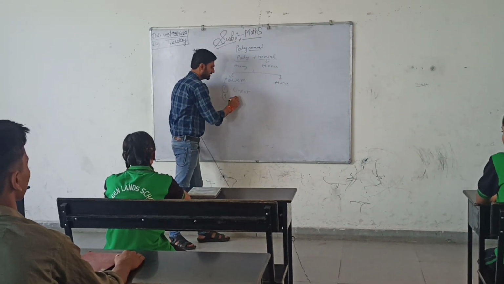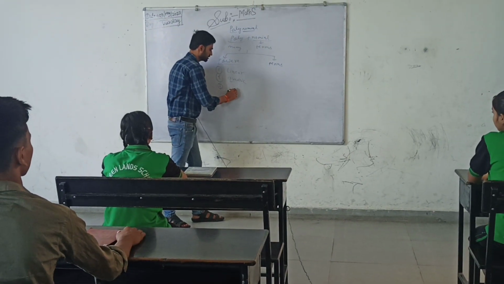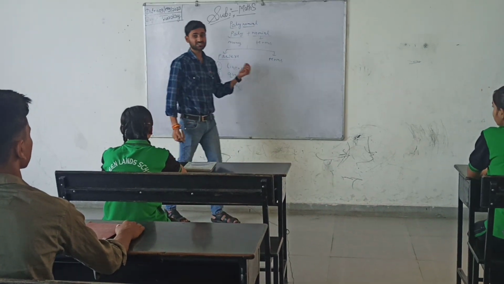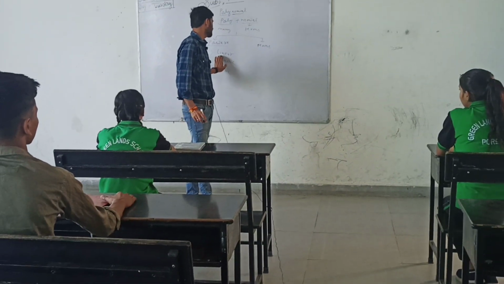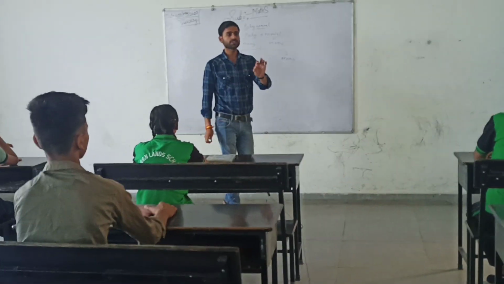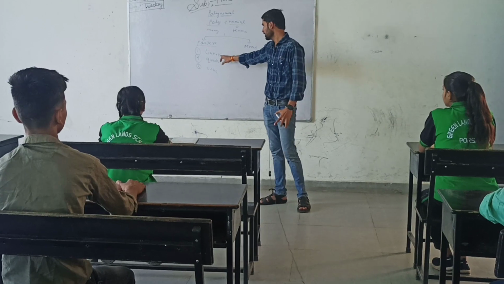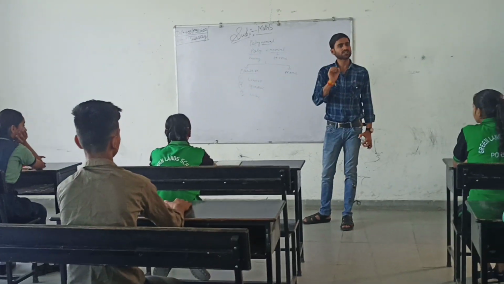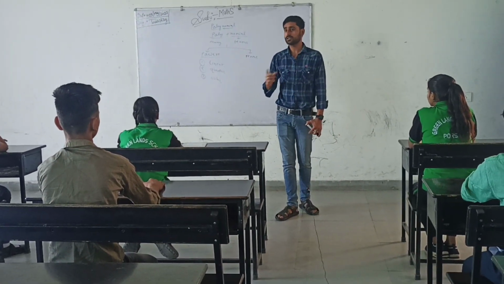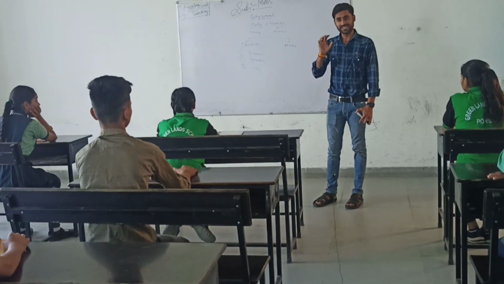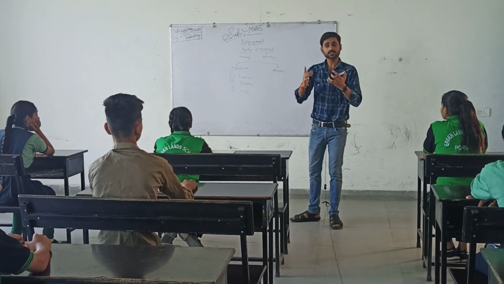Second, quadratic. Third one is cubic. Now clear? The expression which has maximum one power is linear. The equation or expression which has maximum one power is called linear. The expression or equation which has maximum two power is called quadratic. The expression or equation which has maximum three power is called cubic.